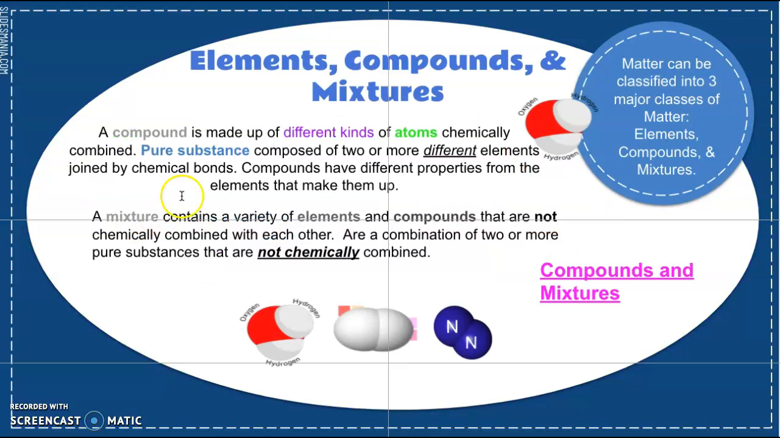Okay, a compound. Okay, so element and compound are both pure substances, but remember we said an element is of the same kind of atom. And a compound is made up of different kinds of atoms chemically combined. It's a pure substance composed of two or more different elements joined by chemical bonds. Compounds have different properties from the elements that make them up.